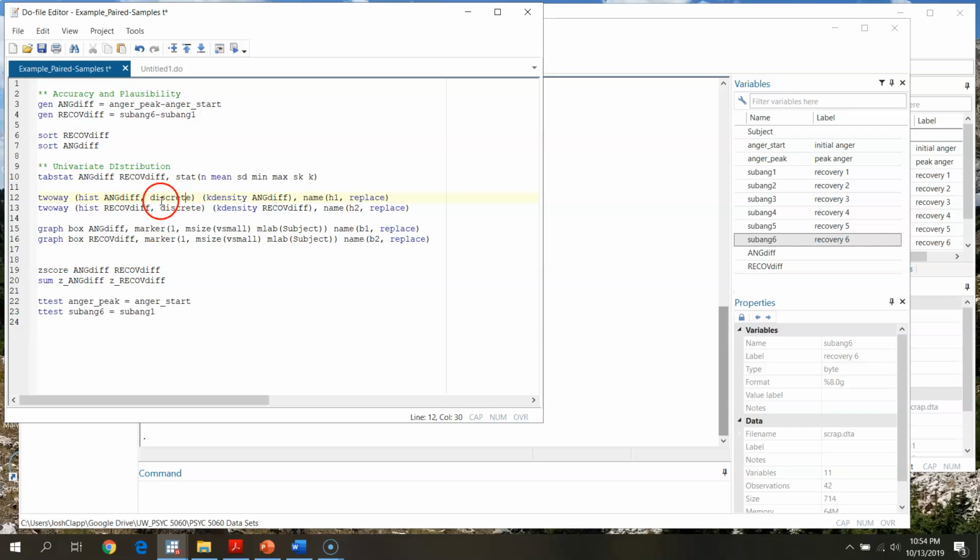So we're going to try something different here. So we've got histogram for anger difference, discrete. We're going to treat these data as discrete, and then we're going to request a kernel density plot for anger differences, and then we're going to name this one H1. And the replace just lets us run this over and over again without having it give us an error. Okay, so I'm going to run this for anger difference.